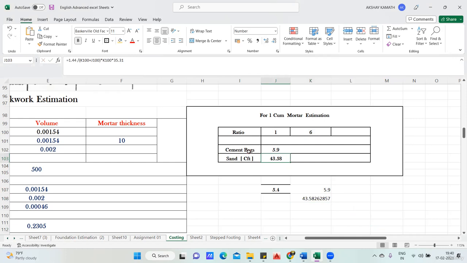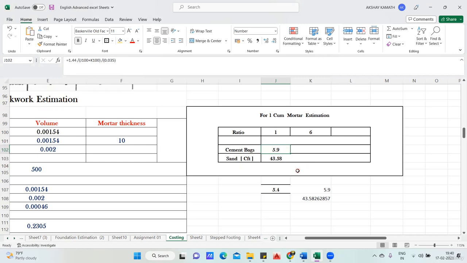So whatever answer you got, now if somebody asks you, I want to make a 1:6 ratio of cement mortar, how much amount of cement and sand is required? This answer you need to keep in your mind. So 5.9, let us consider 6 bags are required, and 43.58 CFT of sand is required. Okay, this is how you are supposed to take care of that.